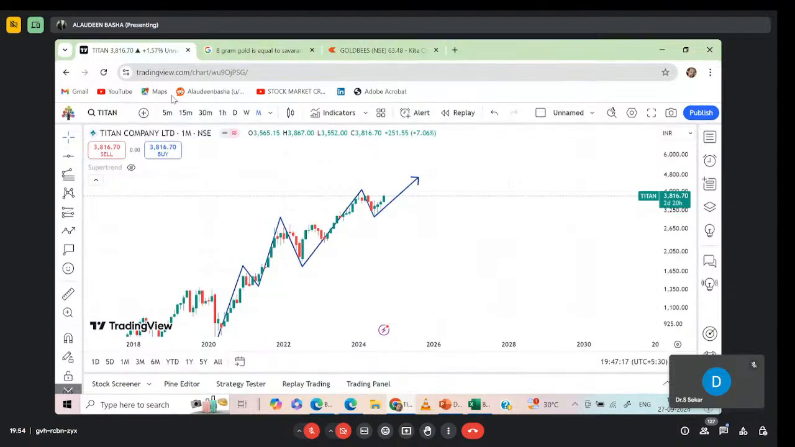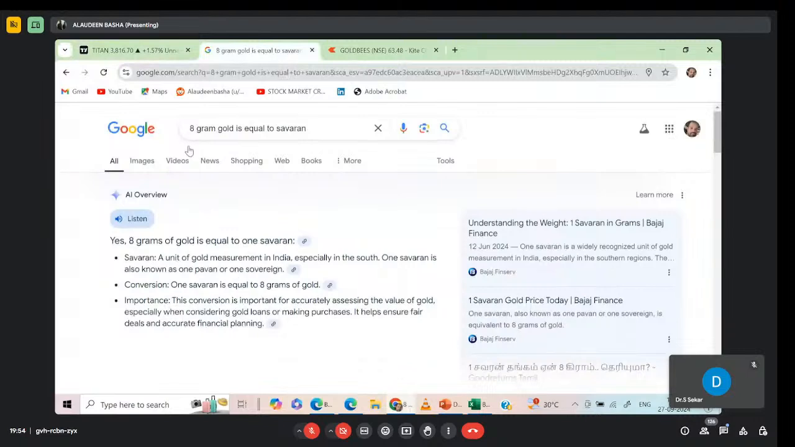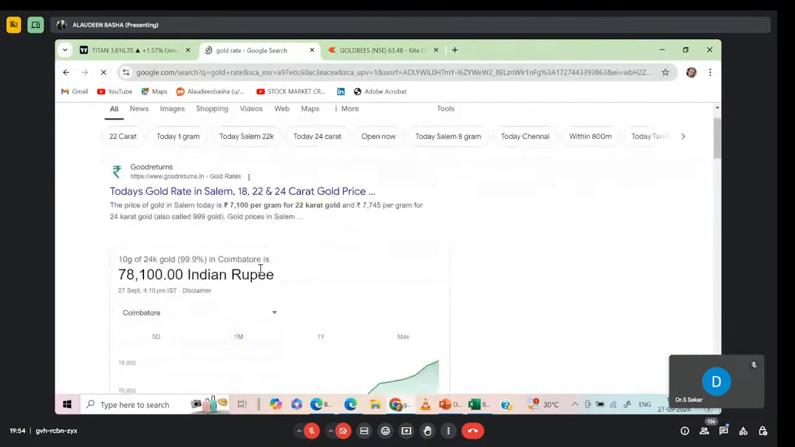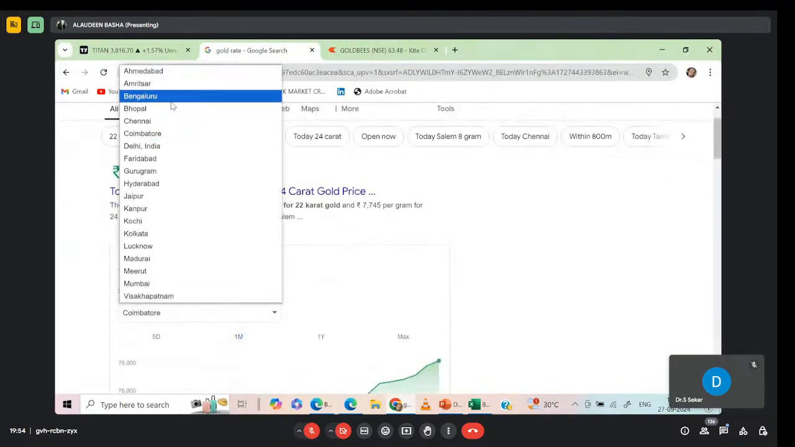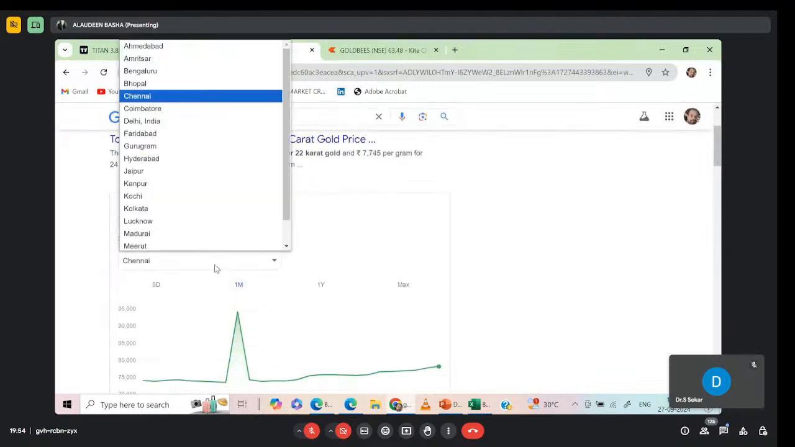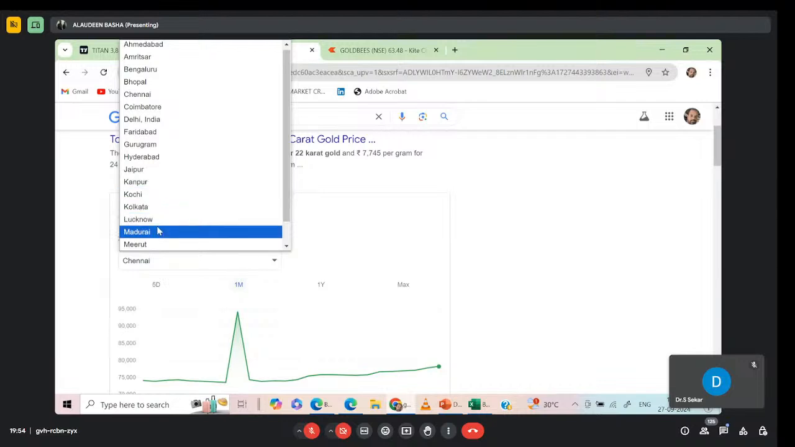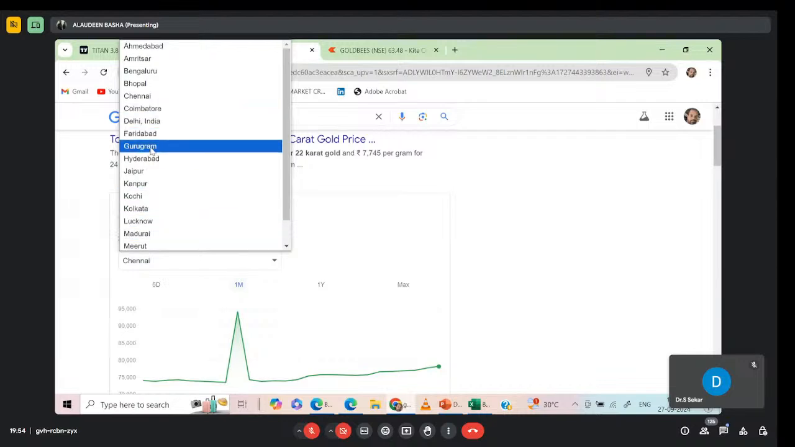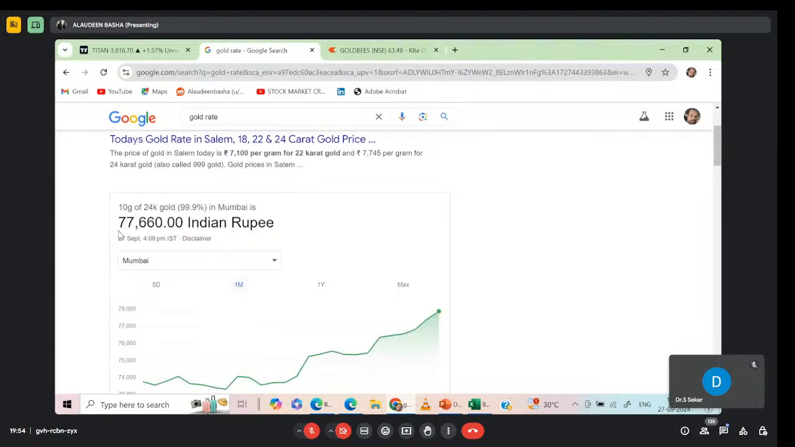Now the price is like 56,000 something, correct? Sorry, not 56,000. What's the price above 18% of the current market price? The gold rate today is around 1 lakh as per the Indian market. As per the Chennai rate, 77,920. As per the Mumbai rate, almost 78,000 at 2024 September 27.